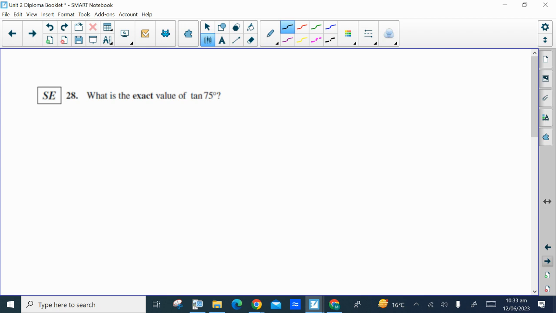Number 28. Normally, the exact value means you're using the unit circle. The problem is that 75 degrees is not on the unit circle. So we did these by finding two angles that add together to get 75, and both of those are on the unit circle. So 45 and 30 degrees will work.